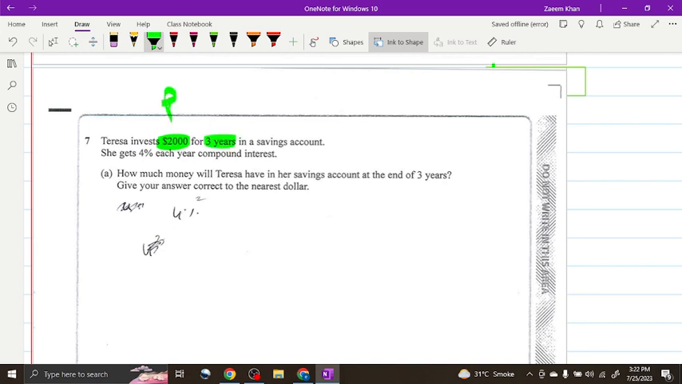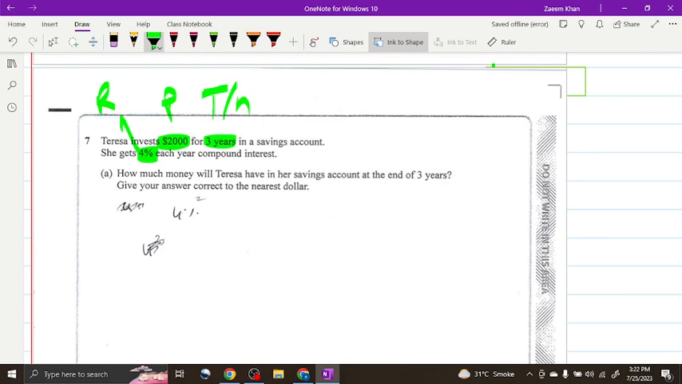What does this represent? The time. The time is T, or sometimes it's called N in certain formulas. What does this represent? The rate. The rate R, and that's all you need to know.